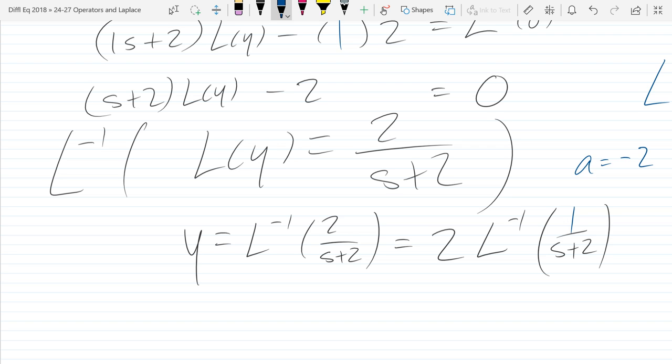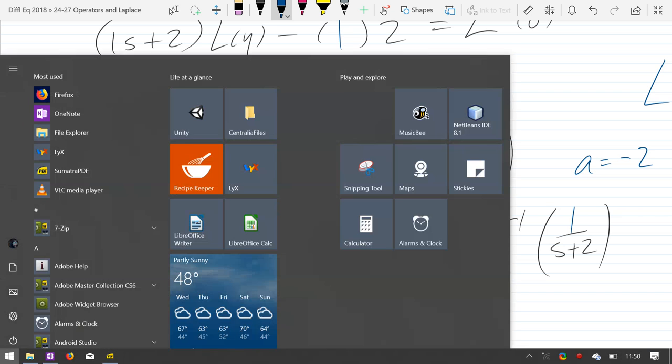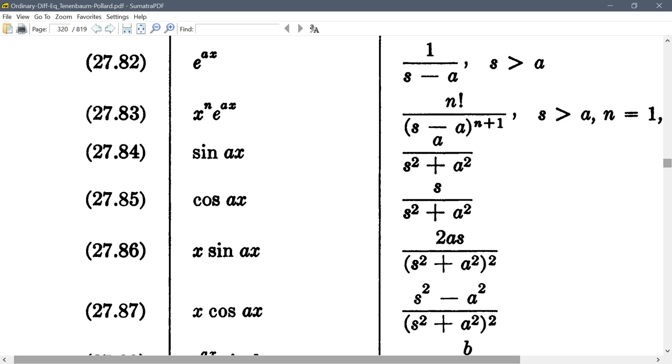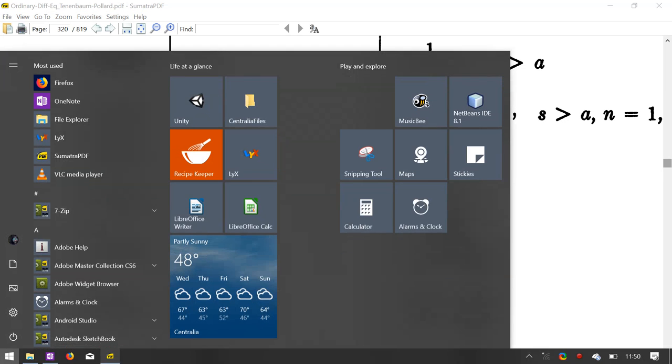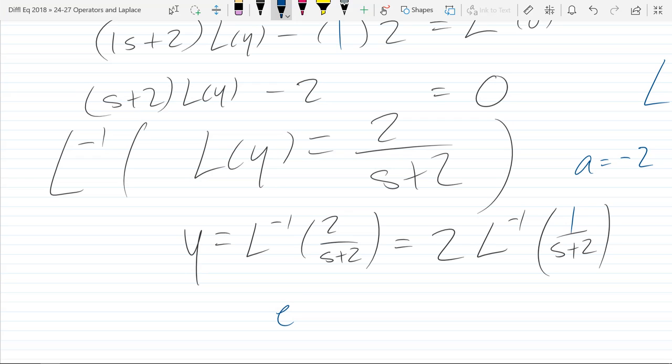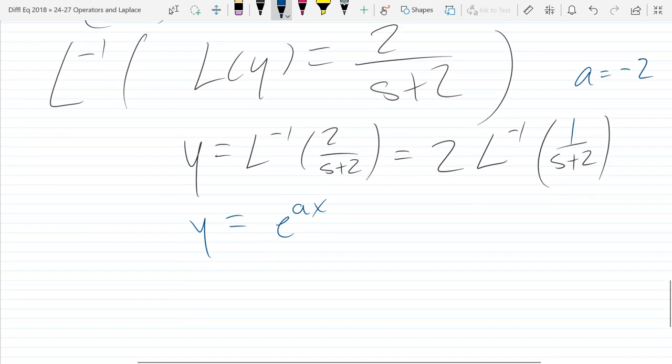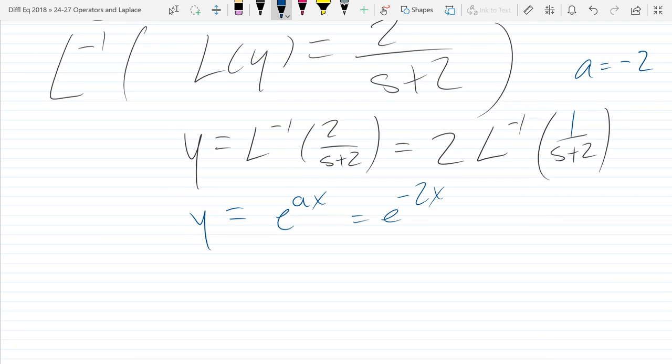So L inverse, that was e to the ax is our inverse. And of course, a is negative 2, so we get e to the negative 2x, which, by the way, is what I guessed originally, but I gave you an intentionally easy problem so that we wouldn't get bogged down in all the details. So we'll do a less trivial example next, a degree 2, so it'll be a little bit more tricky.